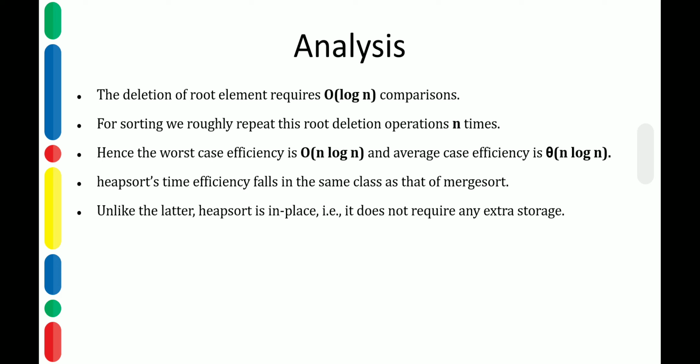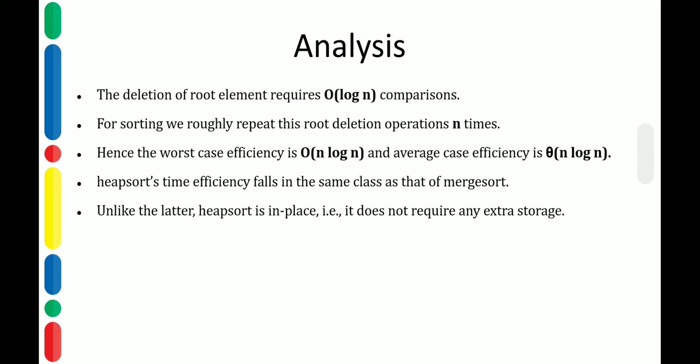If we compare it with other standard sorting algorithms, heap sort's time efficiency falls in the same class as that of merge sort. Merge sort's average case and worst case efficiency is n log n. In the worst case, it works better than quicksort. In case of quicksort, the worst case efficiency is n squared.